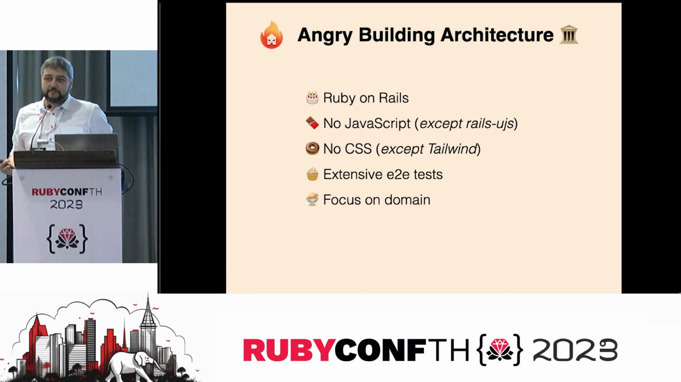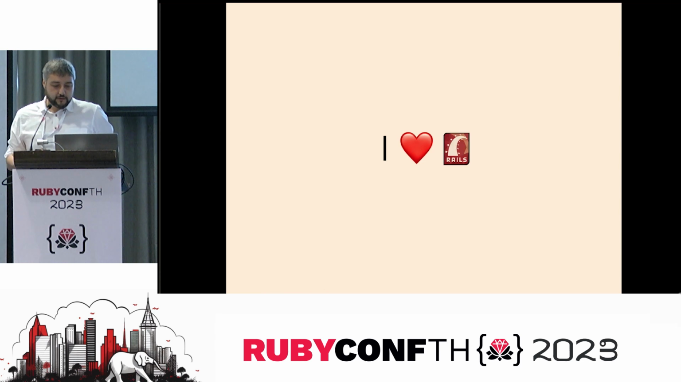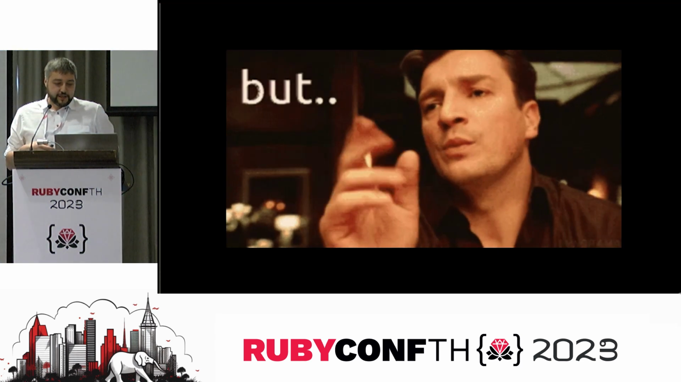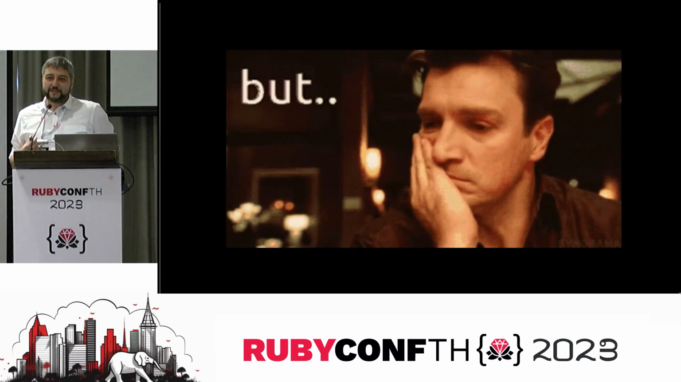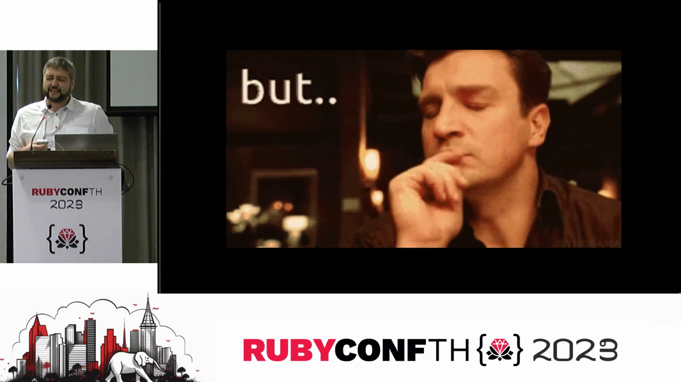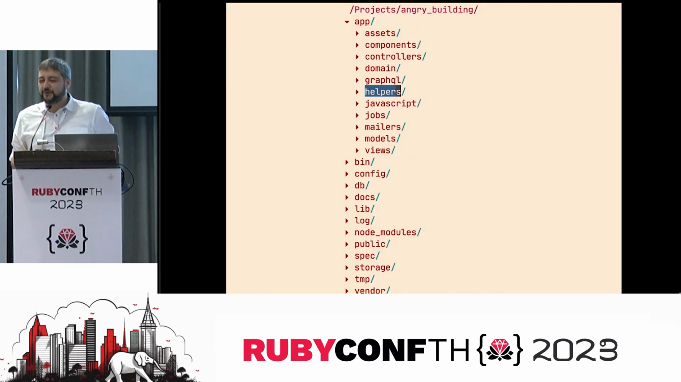Because this was a business application, I had an extensive end-to-end test suite, and the biggest focus was on the domain logic, because, again, business applications. I love Ruby and I love Rails, but in every Rails application there is a dark corner. One is called the helpers folder, and the other one is darker because it's intertwined with the view logic. It's called partials.